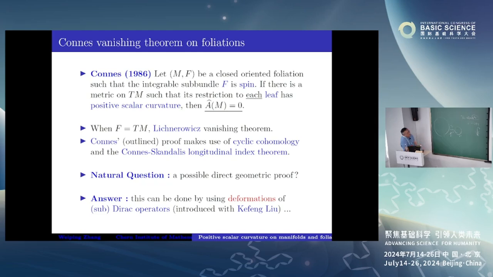So for geometers, the natural question is whether one can prove the Connes theorem by a direct geometric method. And indeed, I think this question was first proposed to Kefeng Liu by Professor Yau, when Kefeng Liu was then a student of Professor Yau at Harvard. And then later when he visited the Nankai Institute, he challenged us.